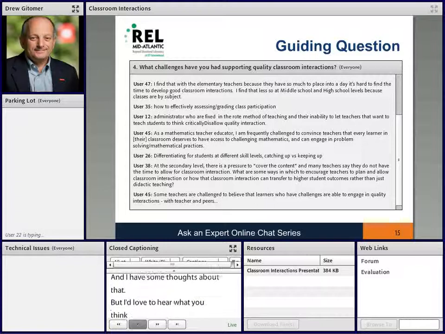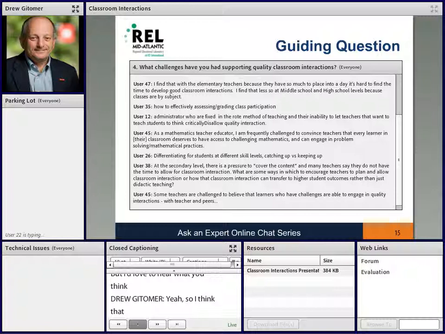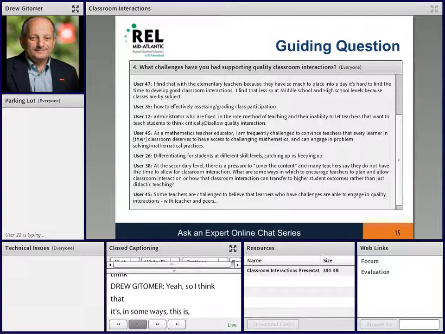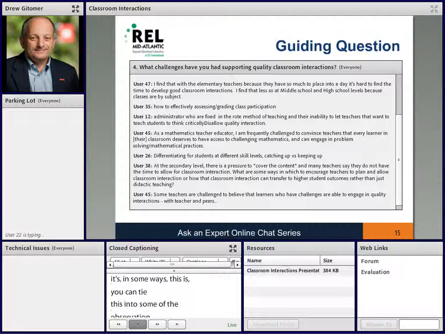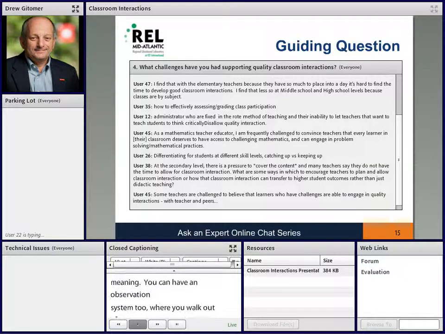Yeah, so I think that in some ways, you can tie this into some of the observation schemes. If you're an educator and you get a score, so you get a value-added score of some number or an SGP of some number, you don't know what to do with that. I mean, what would you do with that? Because it's a number that doesn't have a whole lot of meaning. And you can have an observation system, too, where you walk out of it and say, I'm a 3 or I'm a 2. And that's not very useful.